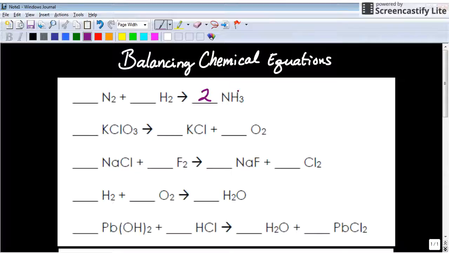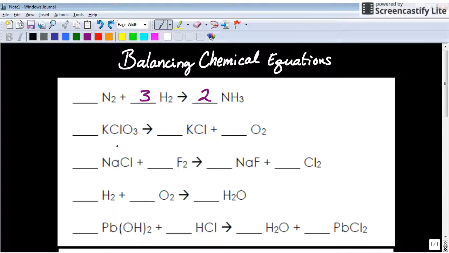So now we've got 2 times 3 is 6 hydrogen. So to fix that, we put a 3 right here, making 6 hydrogen. Okay. Always go back and recount everything, but this one's pretty straightforward. This one should be all balanced. Even though there's a blank here, it's implied that there's a 1, but you don't really need to put a 1 there because it's implied.